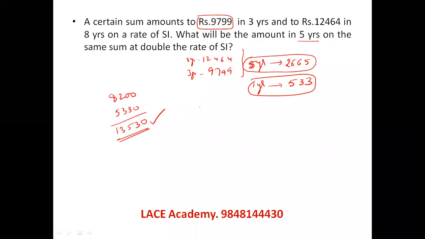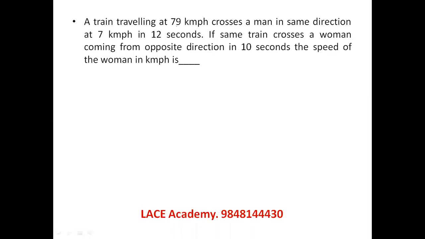Let's see the next one. A train traveling at 72 km per hour crosses a man in the same direction. So speed will be 72 km per hour, which is 20 meters per second, in 12 seconds. The length of the train is distance, nothing but speed into time, 20 into 12. Length of the train is 240 meters.